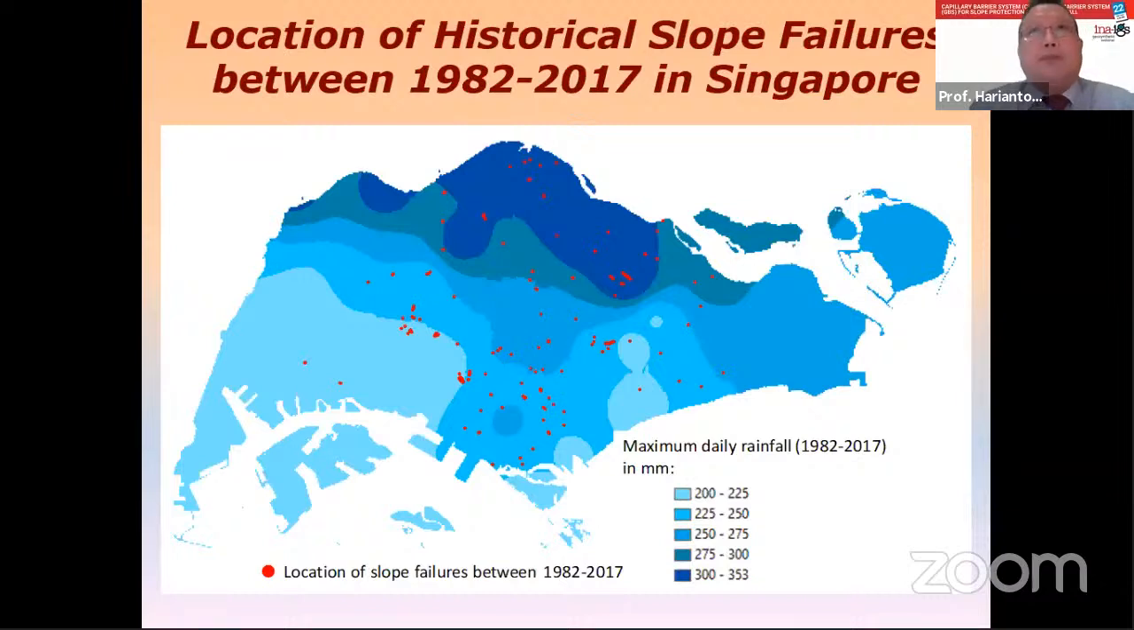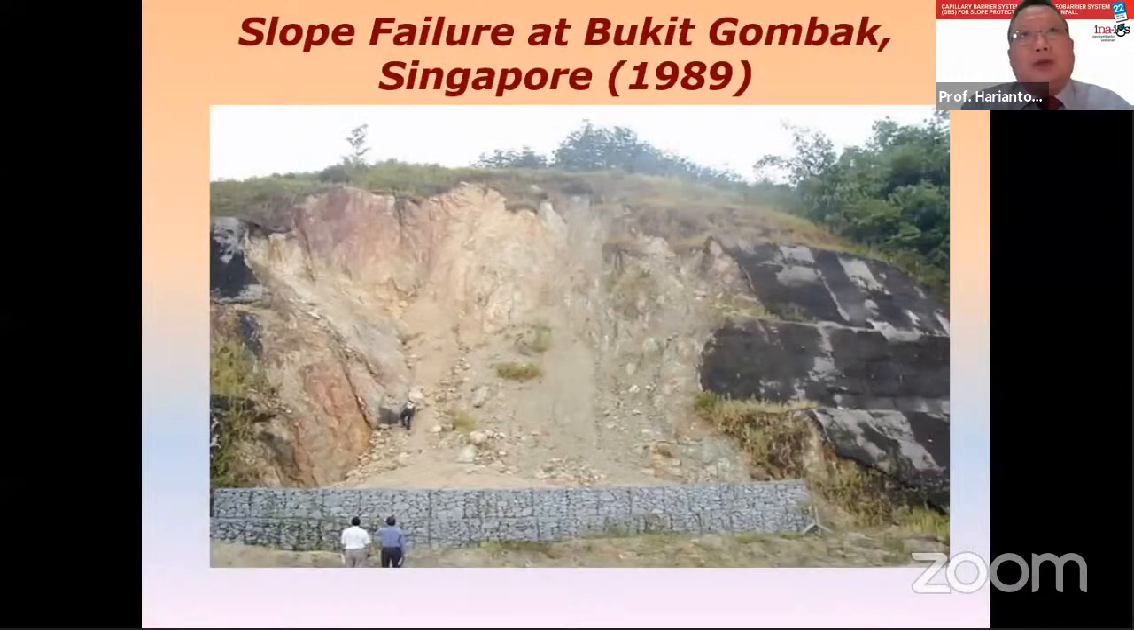Here are the historical slope failures from 1982 to 2017. Quite a number of slope failures, may not be on a big scale, but this type of slope failure due to rainfall, we plotted here against the maximum daily rainfall. It can be quite costly. In some cases, it can be quite dangerous for people.